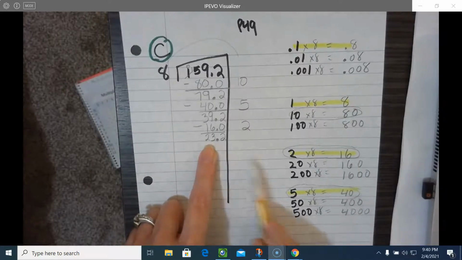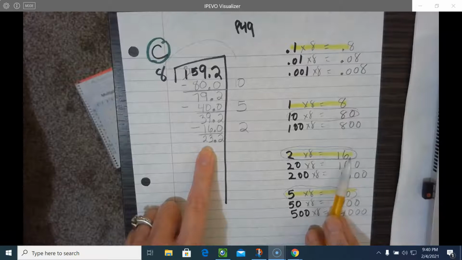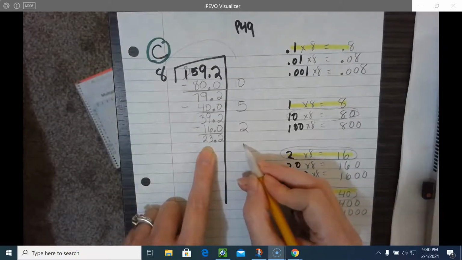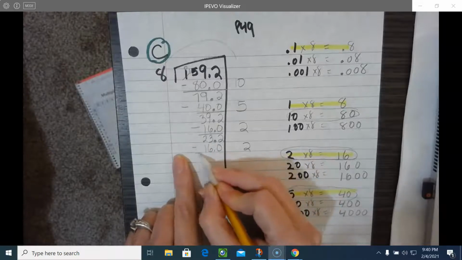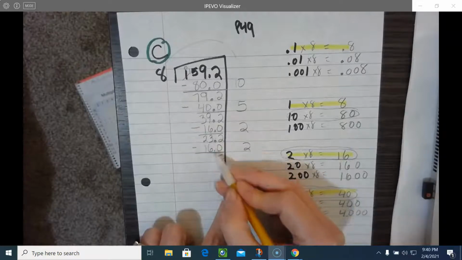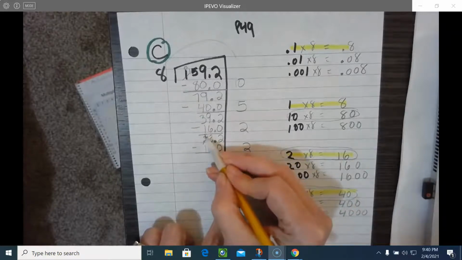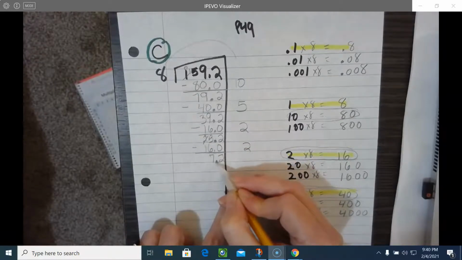I should be able to find numbers that I can use. So I'm looking for a number that's close to 23, but not over. I think that 16 is where I'm going to have to go again. Yes. So I'll put the 2 out here, my 16, and I subtract. I have a 2. 3 take away 6 I can't do, so I need to regroup. 13 take away 6, that's a 7. Bring that decimal point straight down.